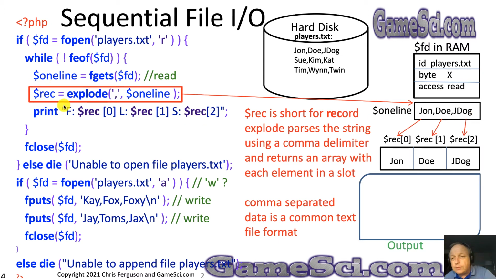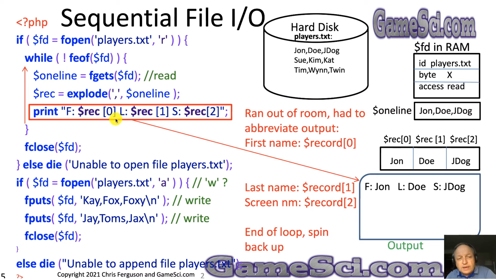Let's just print out the data that we loaded into the array on the previous line. Now, I ran out of room on this slide. I never have room to put the code that I actually want. I always have to shorten it. So I did abbreviate the output. If I had room, I would have loved to said first name and then printed out record 0. Last name and printed out record subscript 1. Screen name and printed out record subscript 2. But I didn't have the room, so I just shortened first name to F, last name to L, and screen name to S, and that's what I printed out. The first name is John, the last name is Doe, and the screen name is JDog.